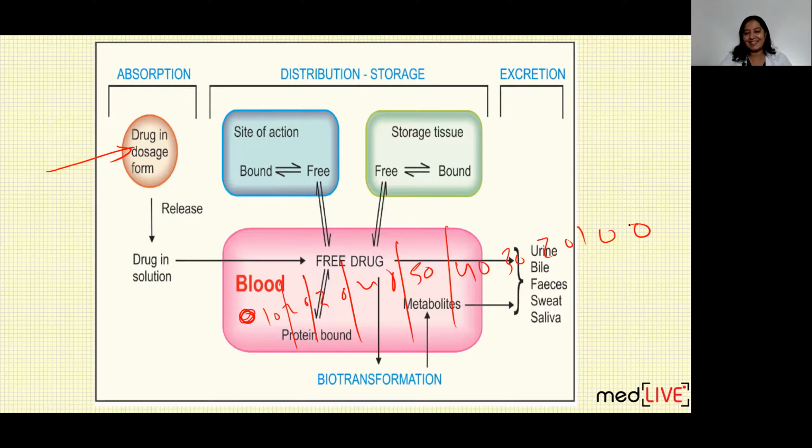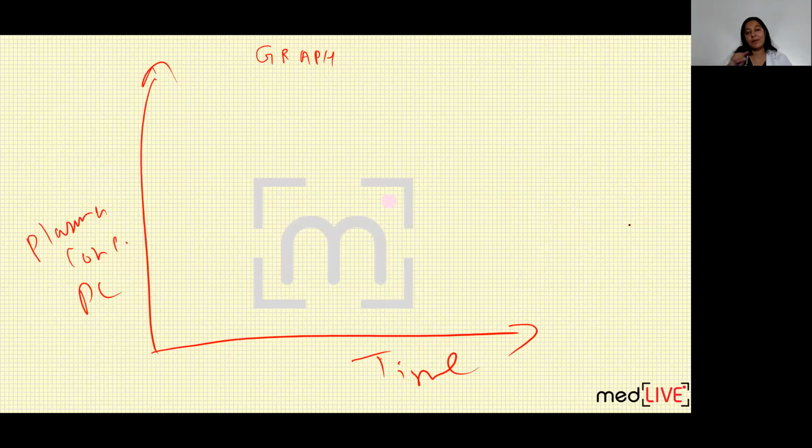Correct? So if I draw a graph between the time and plasma concentration of a drug, if there is a subject in front of me and I have given an oral tablet of drug X to him or her, and if I take his or her plasma every 10 minutes to check the concentration of drug in it, and if I plot a graph, the graph will be like this. First, the concentration of drug goes on increasing. Initially, the concentration of the drug was zero. As soon as I have given a tablet, after some time, the concentration of the drug starts increasing.